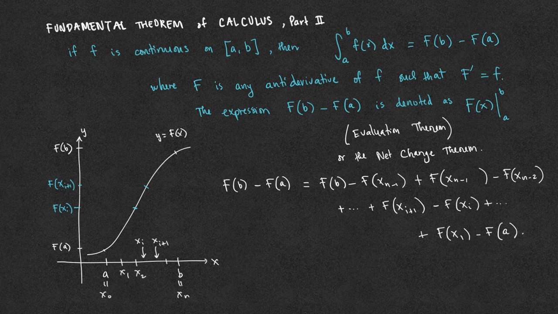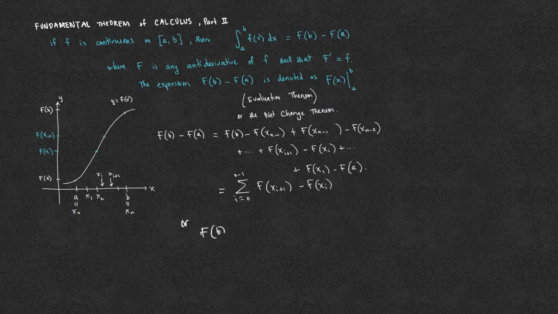Notice that these are the sums of all of these steps, x_0 to x_1, x_1 to x_2, and so on. We can put this sum in sigma notation as i goes from 0 to n minus 1 of F(x_{i+1}) minus F(x_i). Thus the difference F(b) minus F(a) is the sum of F(x_i) minus F(x_{i-1}) if we switch the index going from i equals 1 to n.